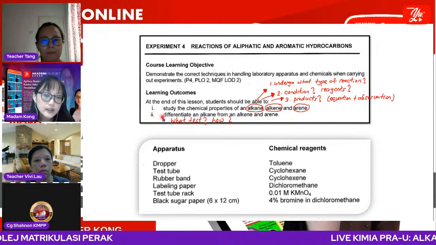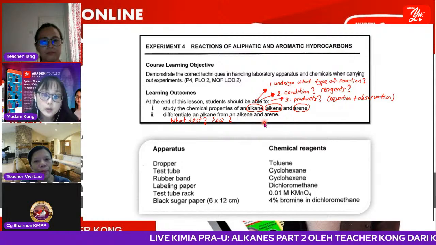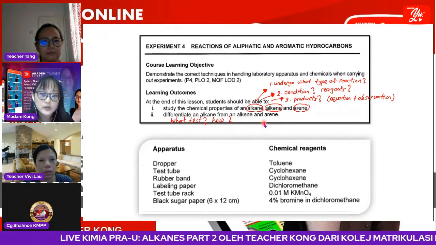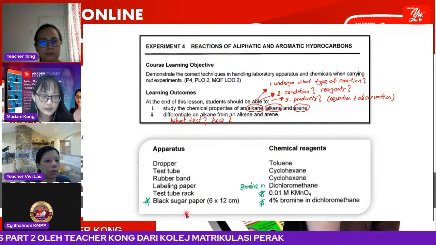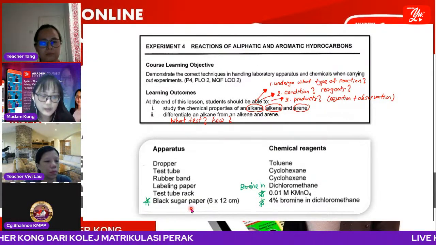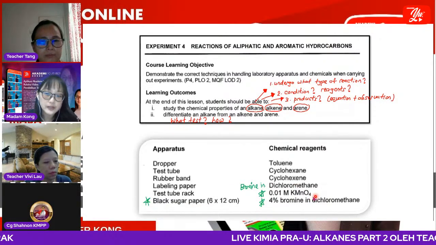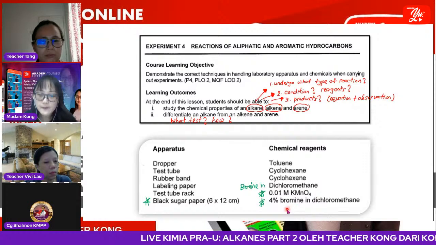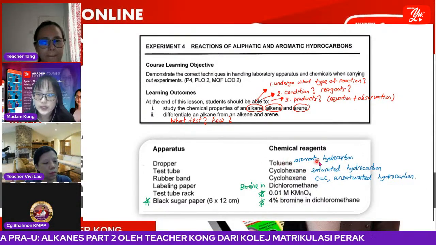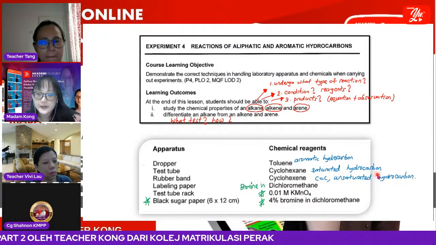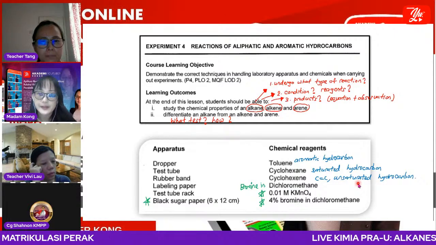If you look at the learning outcome, to differentiate an alkane from an alkene and arene, you have to think what test you are going to use and how you conduct the experiment. In this case, the important reagents are black sugar paper, very important, and then bromine in dichloromethane, potassium permanganate KMnO4, and bromine. So there are toluene, aromatic hydrocarbon, cyclohexane, saturated hydrocarbon, and then cyclohexene, with the carbon-carbon double bond, unsaturated hydrocarbon.